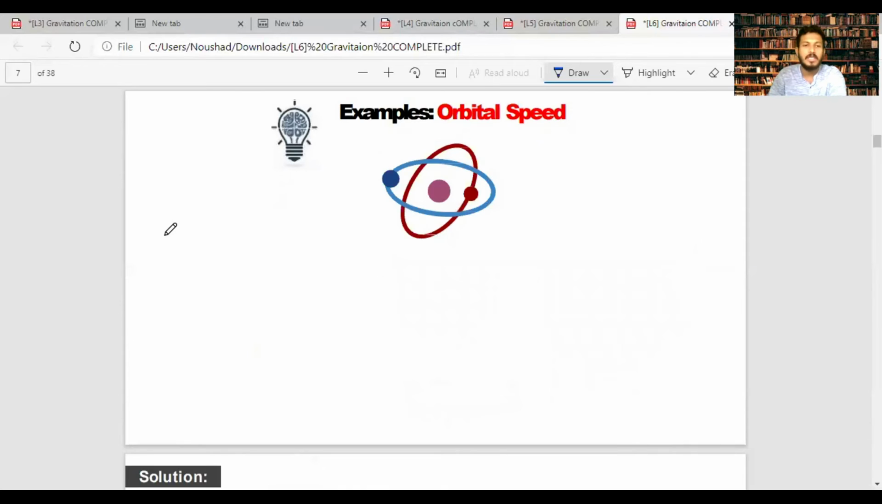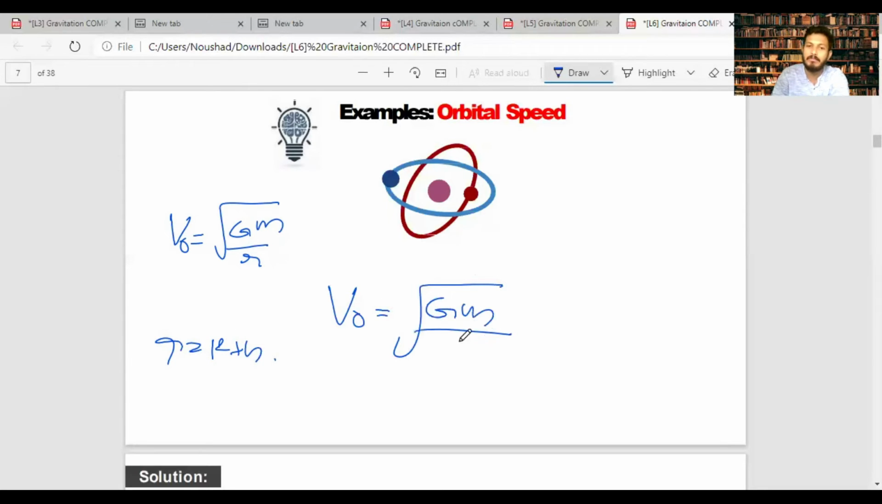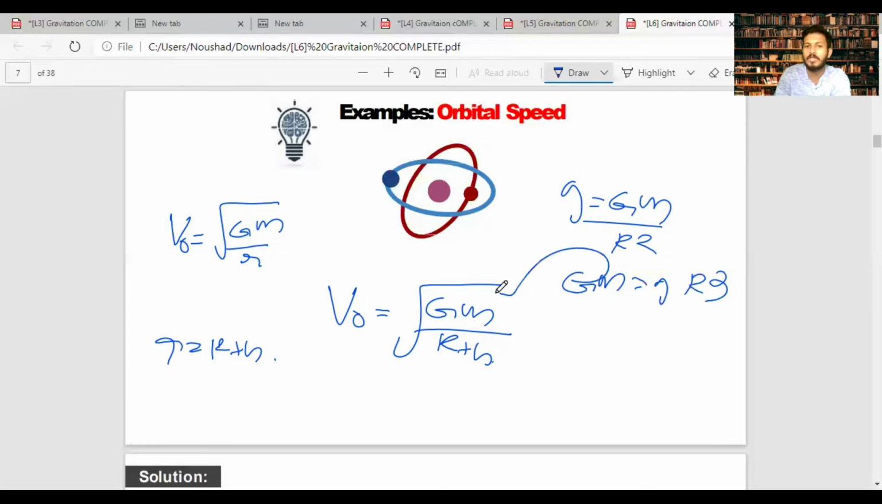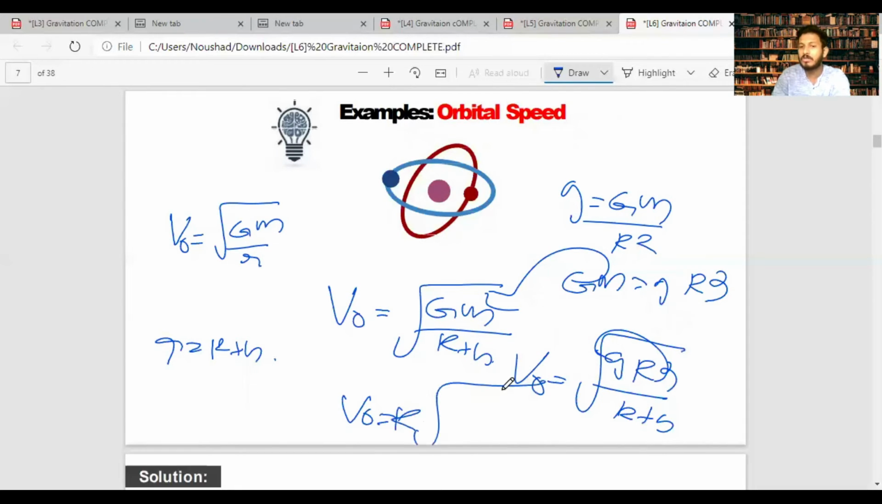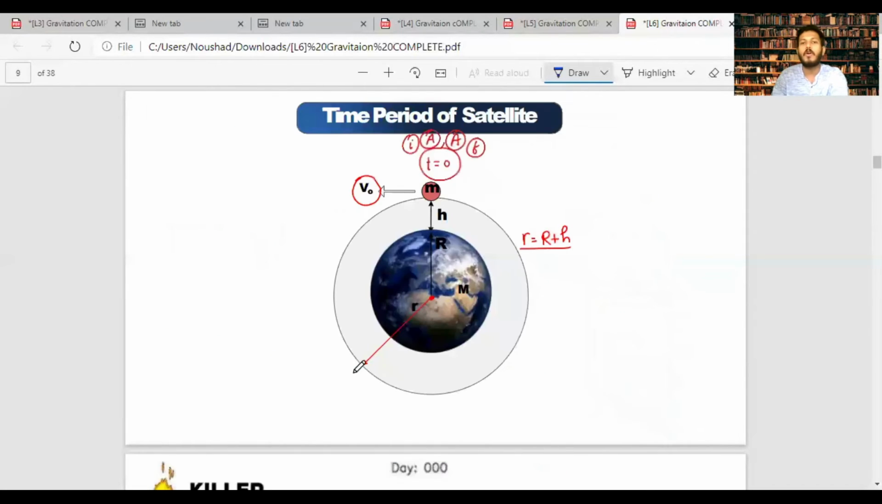So dear students, there are many equations for orbital velocity. V0 equal to root GM by r is the general equation. And if r is equal to R plus h, we can write V0 equal to root GM by R plus h. We know that g equals GM by R square and GM is equal to gR square. Put that value here. Then we get V0 equal to root gR square by R plus h. With R square taken outside, we get V0 equal to R into root of g by R plus h. These are important equations for orbital velocity.